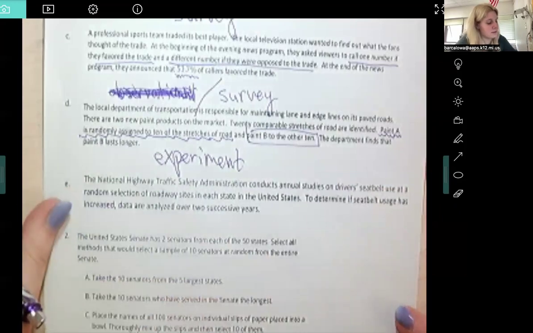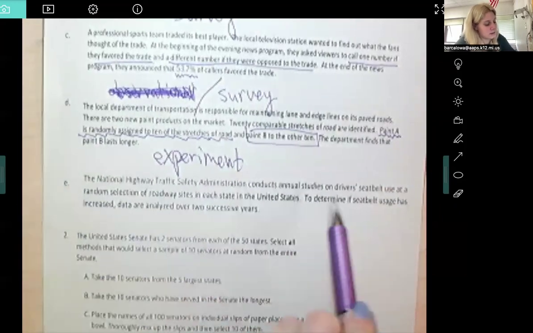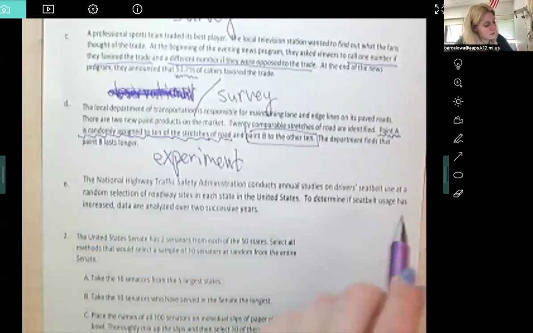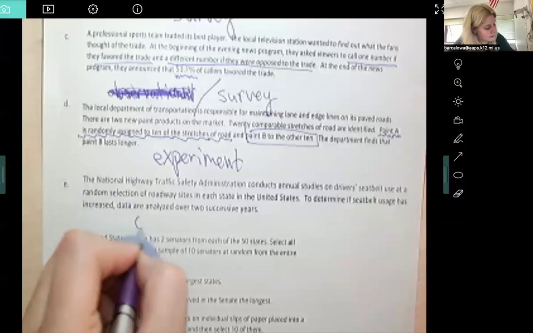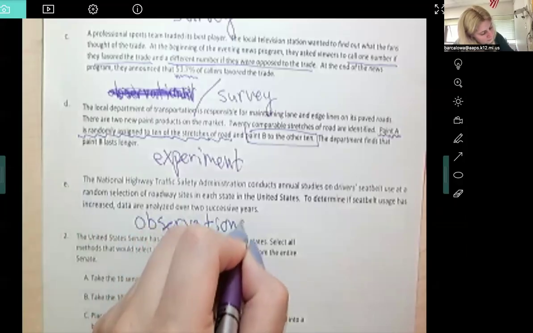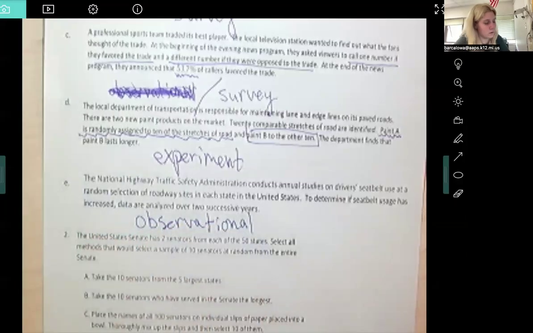The National Highway Traffic Safety Administration conducts annual studies on driver seatbelt use at a random selection of roadway sites. To determine if seatbelt usage has increased, data is analyzed, okay? That is definitely an observational study. Cool.